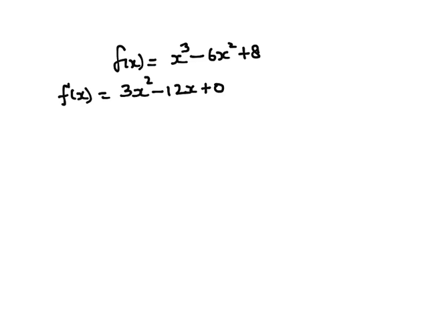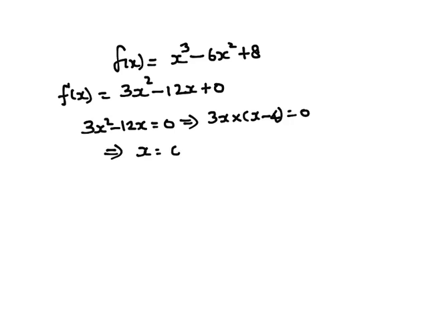Now I need to find the stationary points. For that I need to equate the first derivative to 0. So 3x squared minus 12x equals 0. This implies 3x into x minus 4, I'll factorize it, equal to 0. This gives me two stationary points, x equal to 0 or 4. Right? So let me find the second derivative now. f double dash of x equals 6x minus 12. Now I would like to know whether 0 will give me a local maximum or minimum, and in the same way whether 4 will give me a local maximum or minimum.